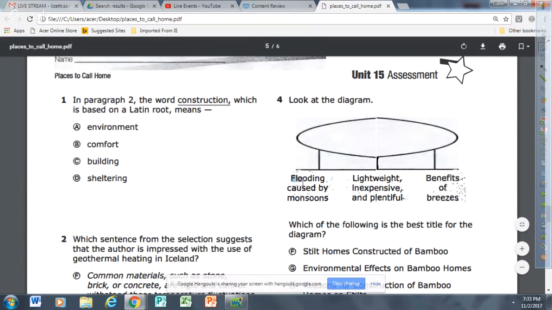One supporting detail is flooding caused by monsoons. Another supporting detail is lightweight and inexpensive. So flooding caused by monsoons, I already know, ooh, monsoons, that's the house in Thailand. Lightweight, inexpensive, and plentiful. What's it talking about being lightweight? What is lightweight, inexpensive, and plentiful? I think that was what they said about bamboo.